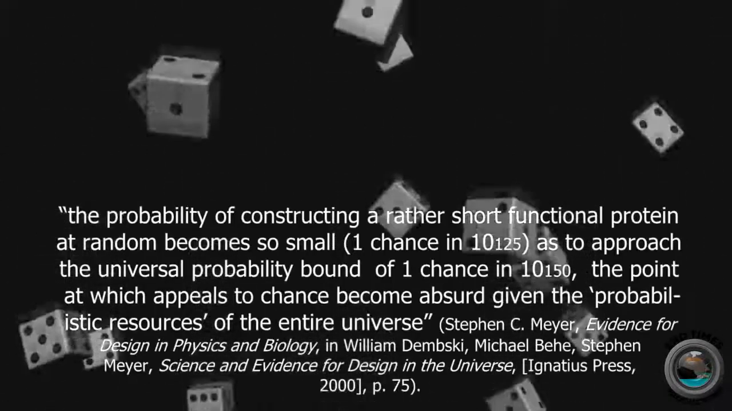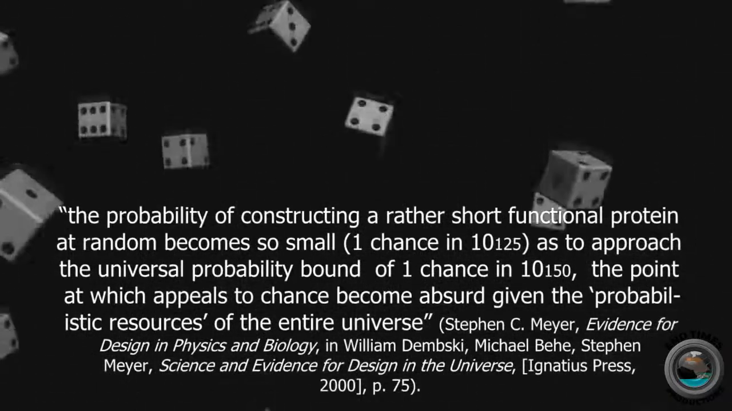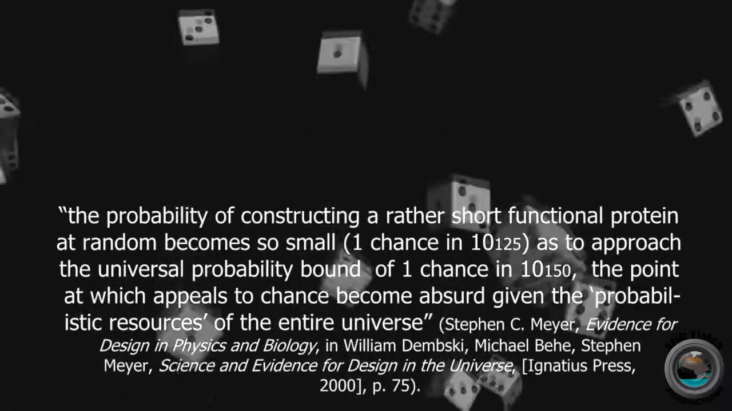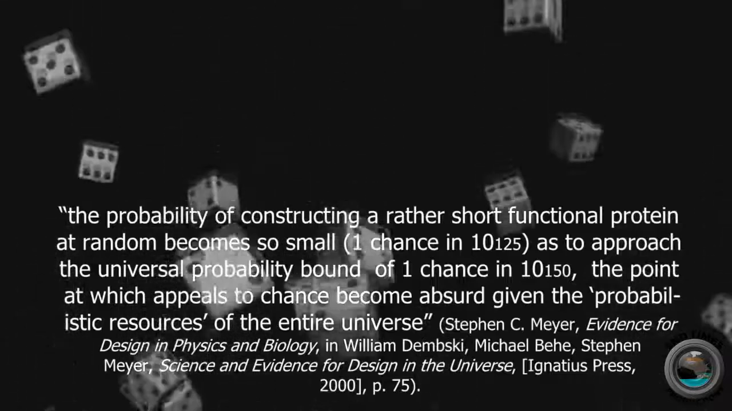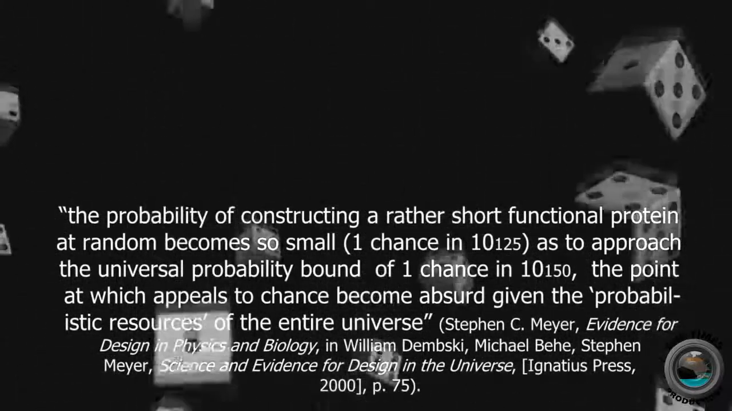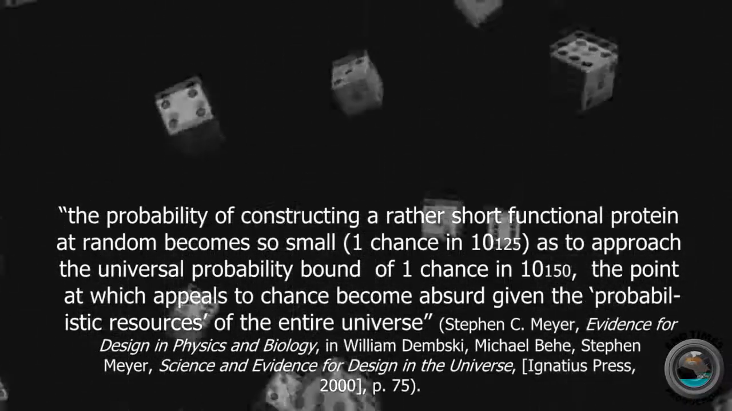A cell contains, among other things, proteins, which are formed by amino acids. However, scientist Stephen Meyer calculated if one factors in the need for proper bonding and homochirality, the probability of constructing a rather short, functional protein at random becomes so small, 1 chance in 10 to the 125th power, as to approach the universal probability bound of 1 chance in 10 to the 150th power, the point at which appeals to chance become absurd, given the probabilistic resources of the entire universe.